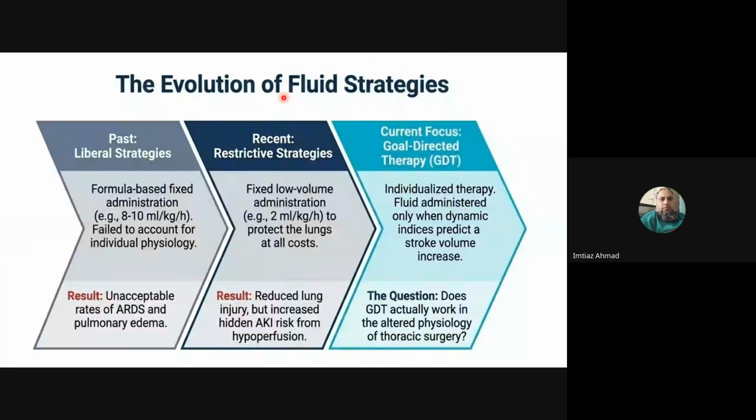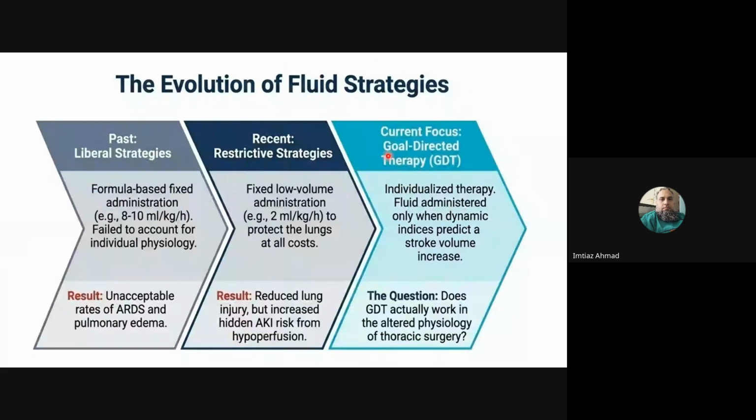The evolution of fluid strategies in thoracic surgery. In the past, liberal strategies were used. These were formula-based, fixed, and fluid was administered to all patients at the rate of 8 to 10 ml per kg per hour, so not matching the individual physiology. This resulted in unacceptable rates of ARDS and pulmonary edema. Recent restrictive strategies include fixed low-volume administration of 2 ml per kg per hour to protect the lung at all costs. Result: reduced lung injury, but increased hidden acute kidney injury risk from hypoperfusion.